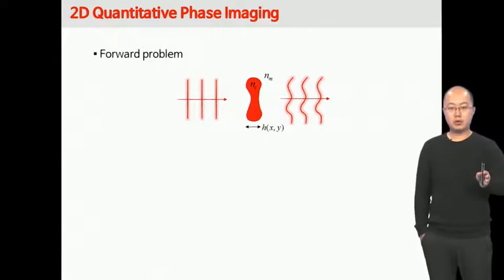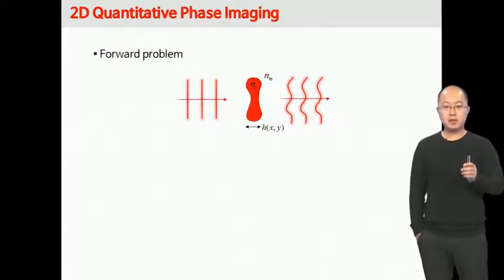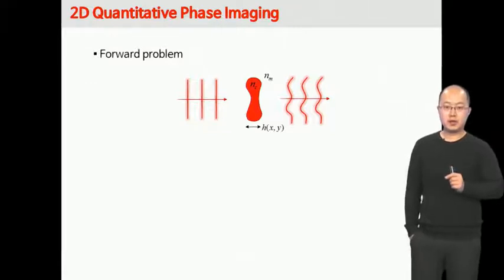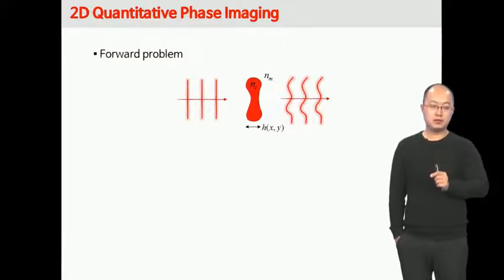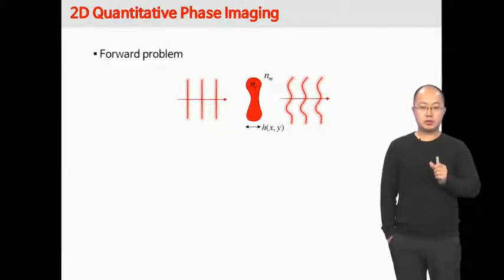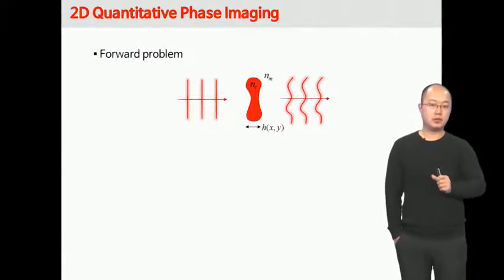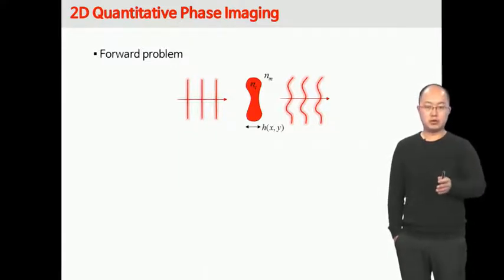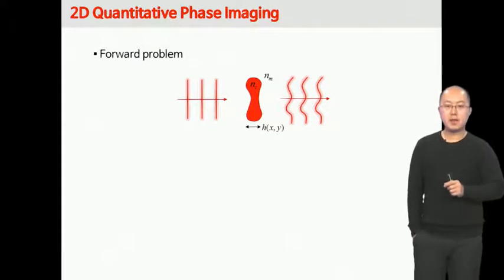If you illuminate with a plane wave, because the refractive index of the cell, which is denoted as n_c, is different from the refractive index of the medium, n_m, the light passing through the cell is slower than the light passing through the medium, which results in the formation of a wavefront distortion, which is shown on the right-hand side.